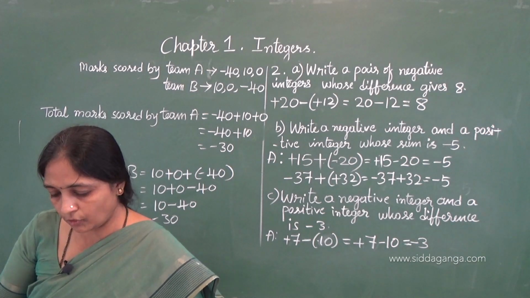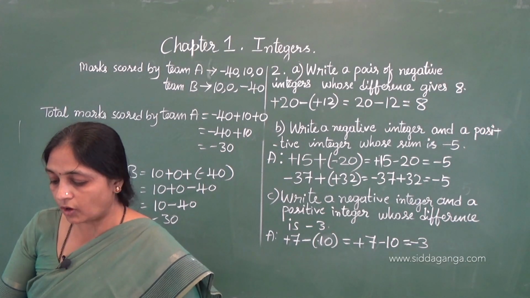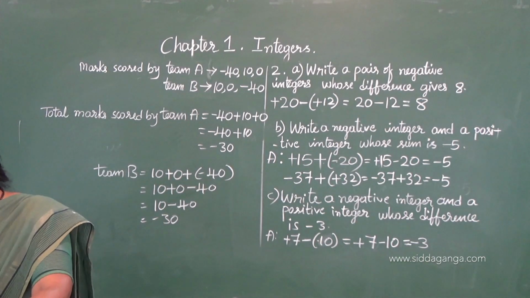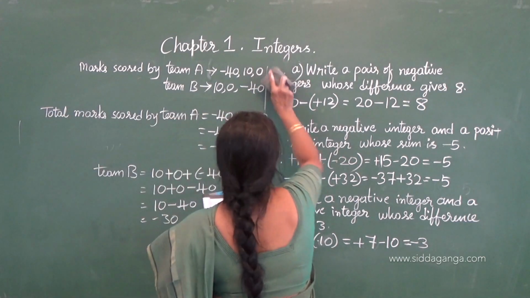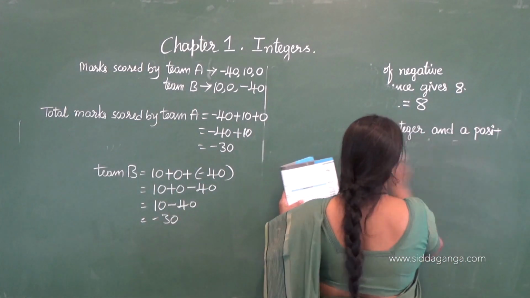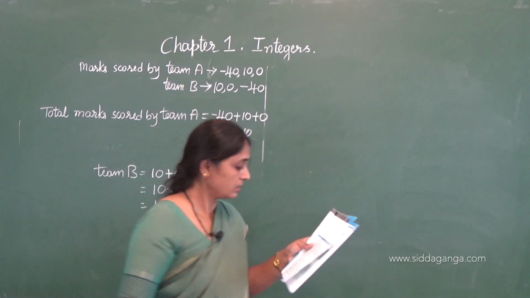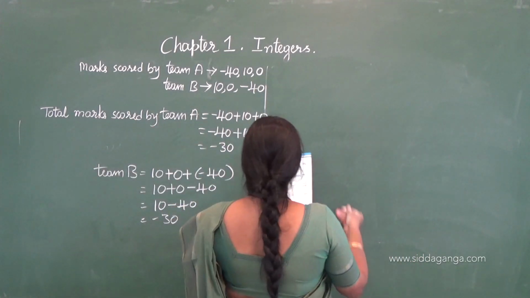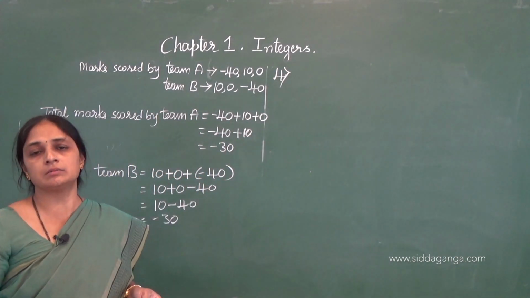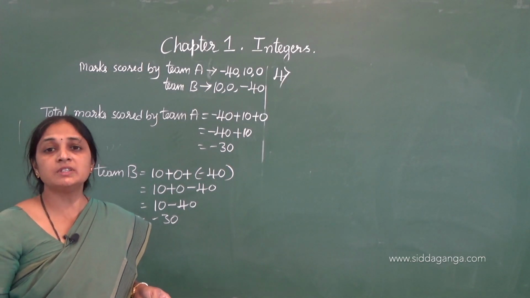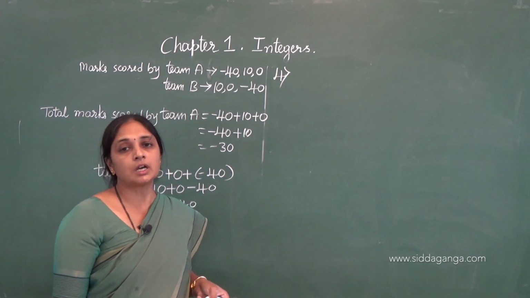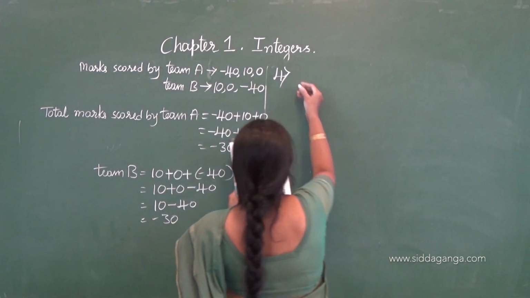Okay. Then the fourth one is fill in the blanks to make the following statements true. To check whether a statement is true or false, we have to take integers to check the given statement, or otherwise, if it's an equation, then we have to check the LHS and RHS of the statement.